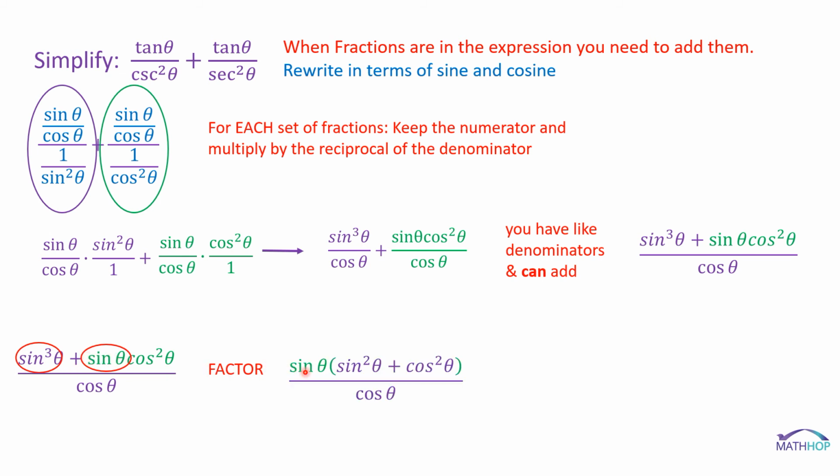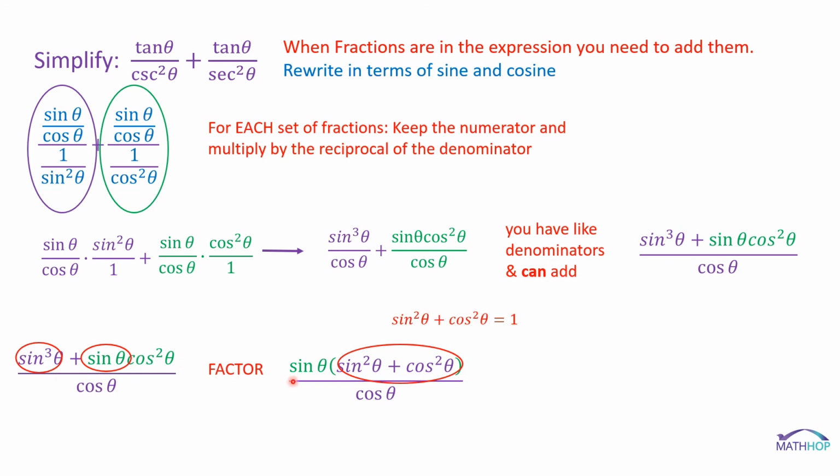So we factored out a sine. Sine cubed divided by sine is sine squared. Sine times cosine squared divided by sine is cosine squared all over cosine. Now, what's in parentheses should look like it stands out to you. It should look like it has a different value because sine squared plus cosine squared is equal to 1.